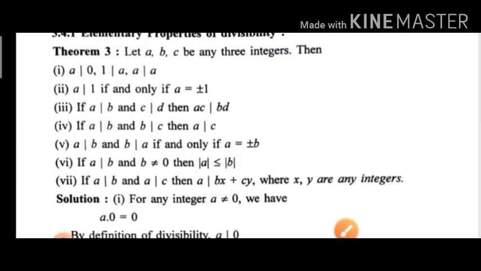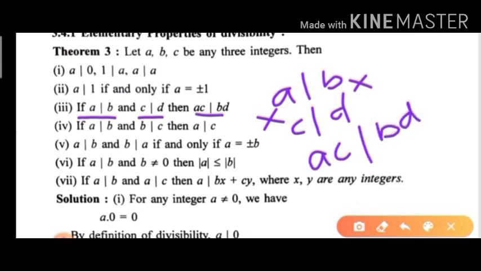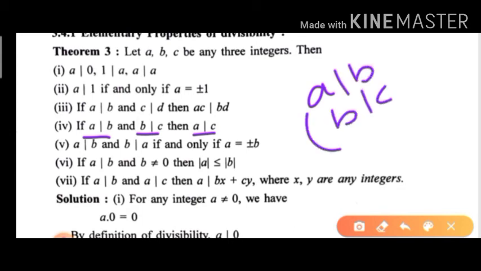Then we have the next one: if A divides B and C divides D, then their multiples also divide. Like this, A into C divides B into D, that means AC divides BD, you have to remember. If A divides B and B divides C, then A divides C. It is like the transitive property. Although we will not take it as a transitive property, it is the transitive property. A divides B and then B divides C, so you can see A also divides C.